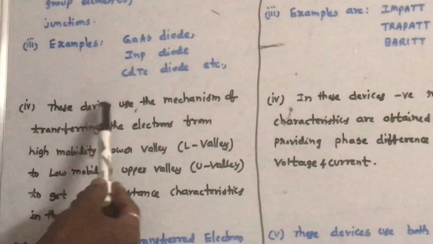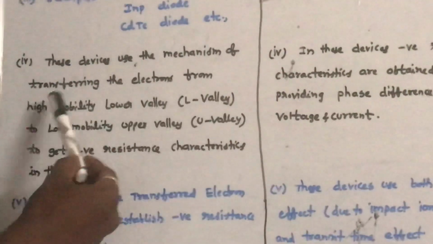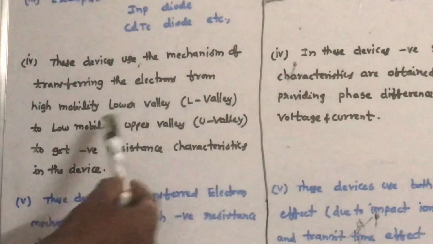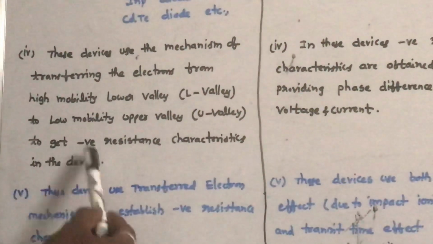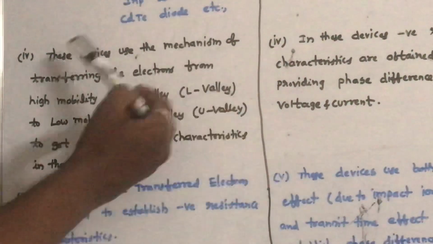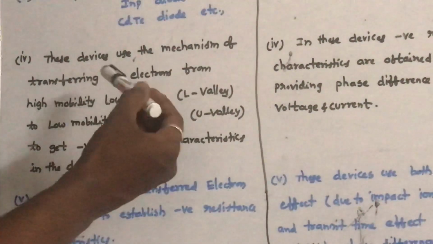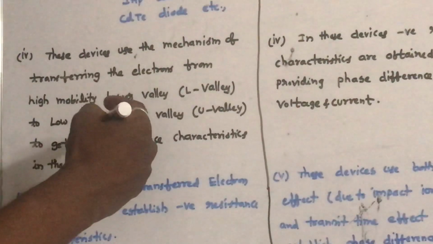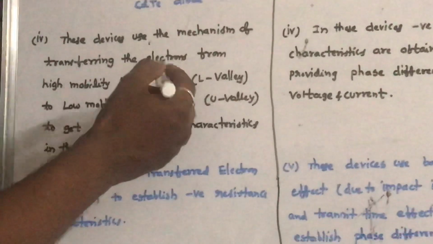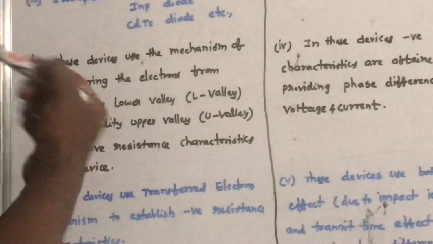These devices use the mechanism of transferring electrons from the high mobility lower valley to the low mobility upper valley to get negative resistance characteristics in the device. So this is the mechanism which is employed to get negative resistance characteristics. So what is this mechanism? These devices use the transfer of electrons from lower valley to upper valley. Because of electrons transferring from lower valley to upper valley, the device gets negative resistance characteristics.